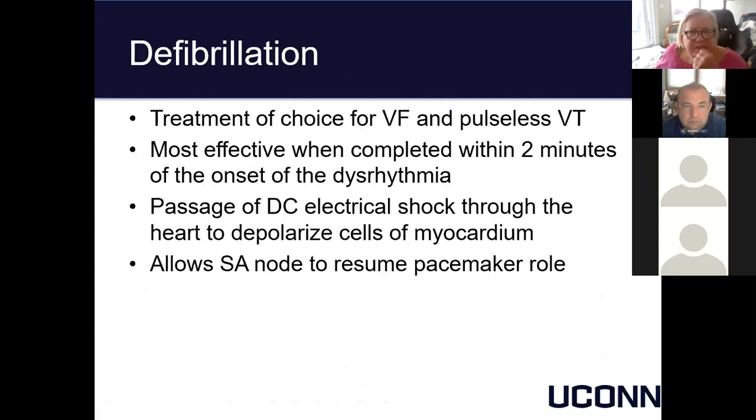And again, defibrillation is the treatment for ventricular fibrillation and pulseless ventricular tachycardia. The earlier you defibrillate, the better the outcomes in general. In emergency situations, it's usually an external electrical shock that essentially stops the electrical conduction. It reorganizes it, and then hopefully it allows the SA node to resume its role as pacemaker. But you are giving an electrical shock to a patient.